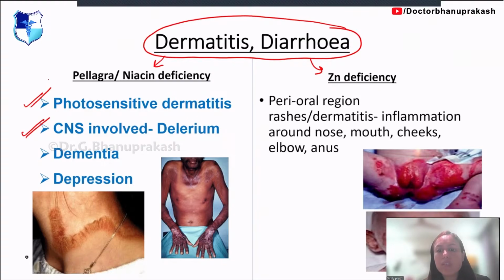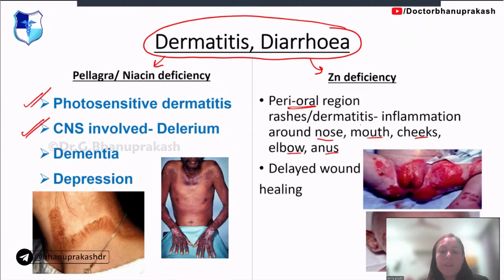Coming to zinc deficiency. In zinc deficiency, especially you will look for dermatitis, but it's a different type of dermatitis. It's not in the sun exposed areas. In fact, it's in the perioral region, like inflammation around nose, mouth, cheeks, elbow, anus, private parts. There is delayed wound healing, if given in the question, it is very much going towards zinc deficiency as our diagnosis. Then alopecia also, right? So be careful.